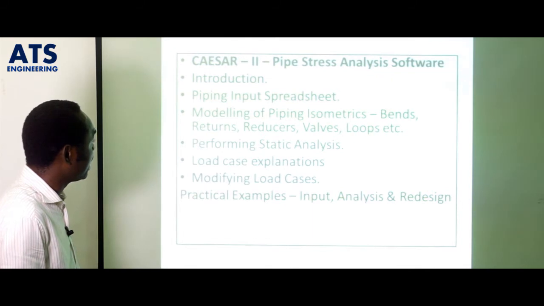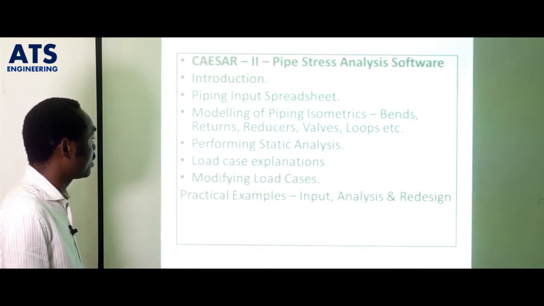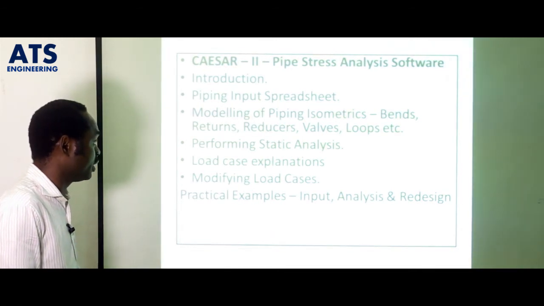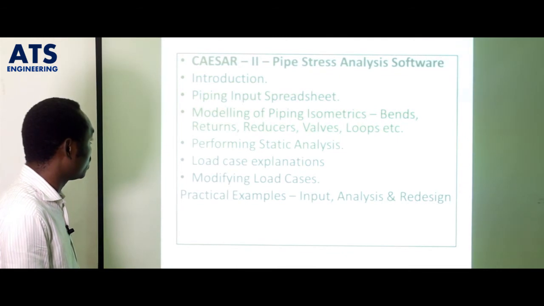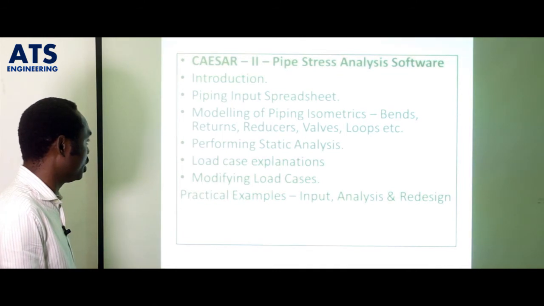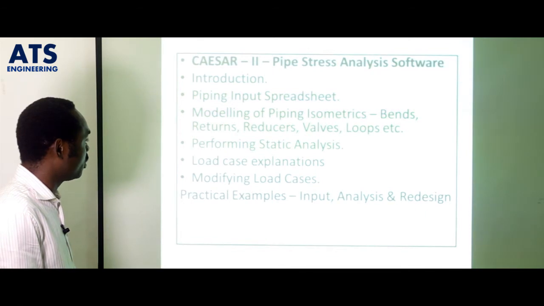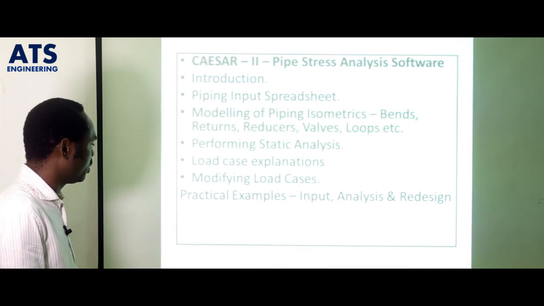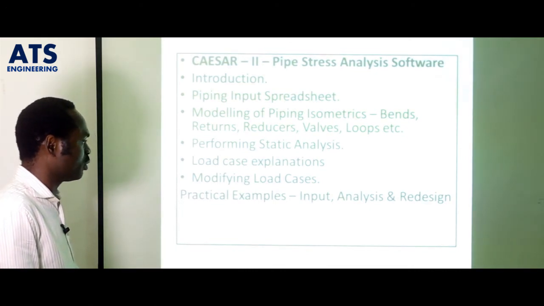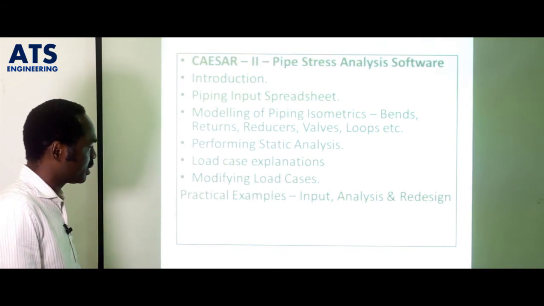We also apply CAESAR II pipe stress analysis software in analysis of piping system to ensure that they do not fail during their operation. With introduction into CAESAR II, we also see how we can use CAESAR II piping input spreadsheet. We'll model the isometrics we've done in CAESAR II and perform static analysis on them. We also explain load cases and modify existing load cases to suit our own job. Then we also do practical examples on design of pipe stress analysis.